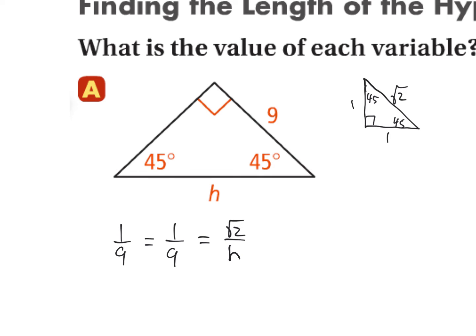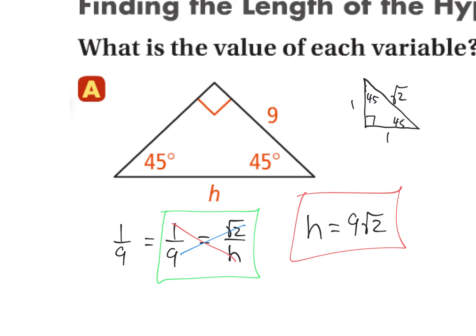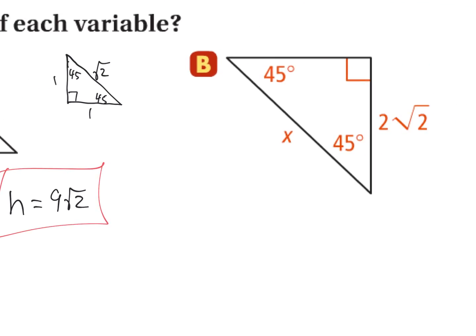And now I just need to pick two fractions to work with. I'm going to pick these two right here, of course, because they're just right next to each other. And I can cross multiply: 1 times h, and then I'm going to take 9 times the square root of 2. So 1 times h gives me h, and 9 times the square root of 2 gives me 9 square root of 2. And there you go, folks. That is our answer. All right, and that's all there was to it. So let's try another one.